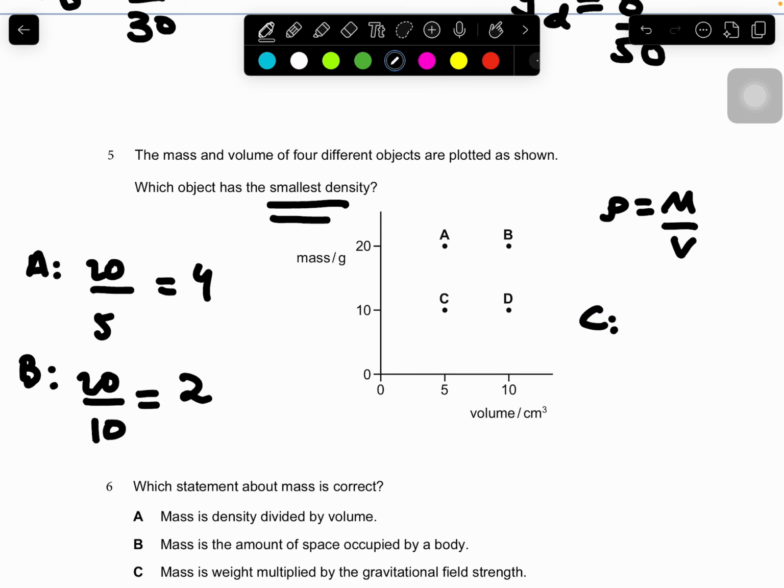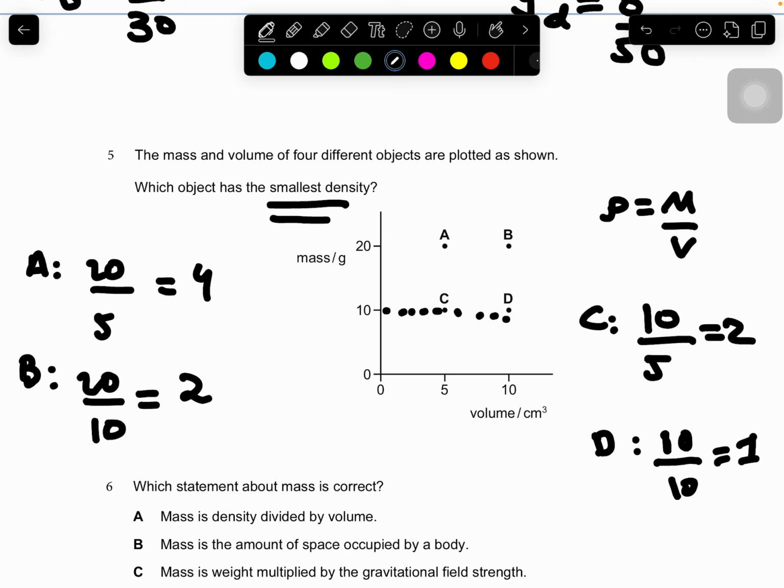Yes, so for part C, mass is 10 and volume is 5, that's just 2. And for part D, we have mass of 10 and volume of 10, so that is equal to 1. So the smallest density is part D. Wait, yes, it is part D.